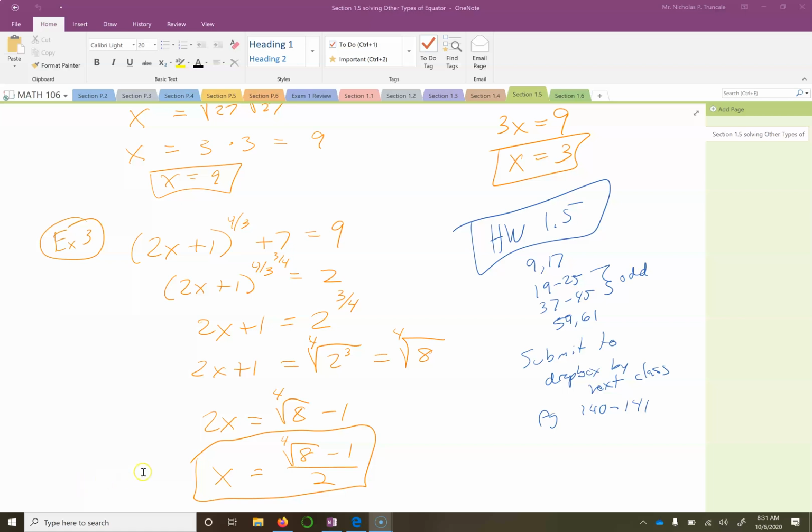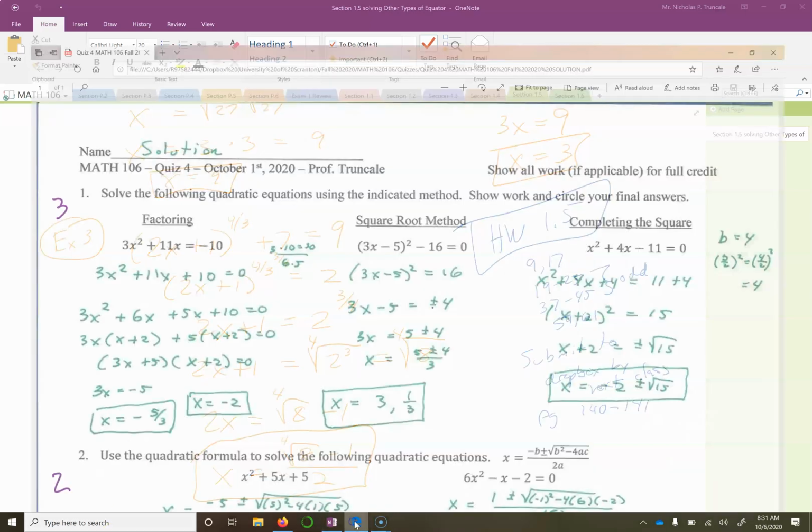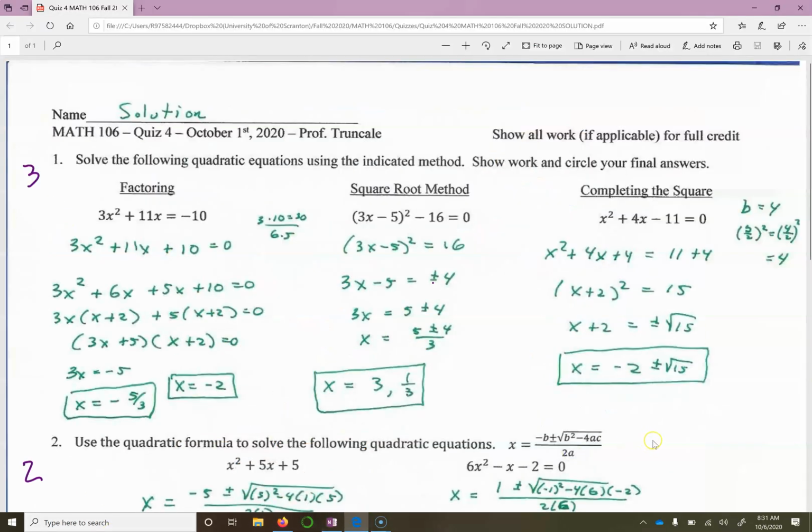First thing I'd like to do is to go over the quiz from last week. You should have received that quiz in an email yesterday, graded. So I'll just briefly go through these problems.